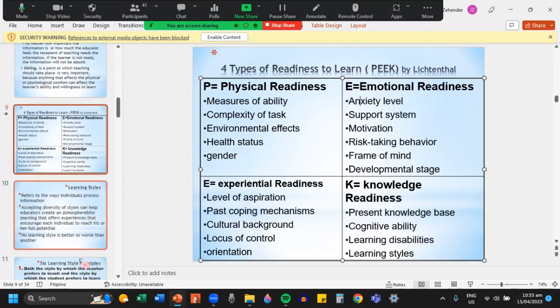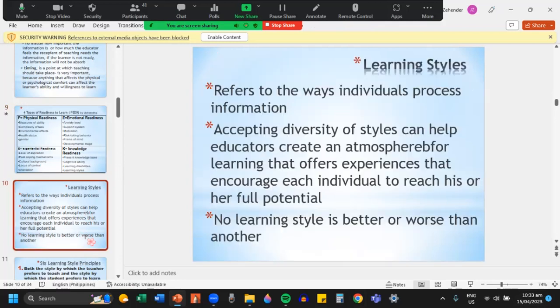So to further define learning styles, these refer to the ways individuals process information. You have to accept a diversity of styles to help educators create an atmosphere for learning that offers experiences that encourage each individual to reach his or her full potential.